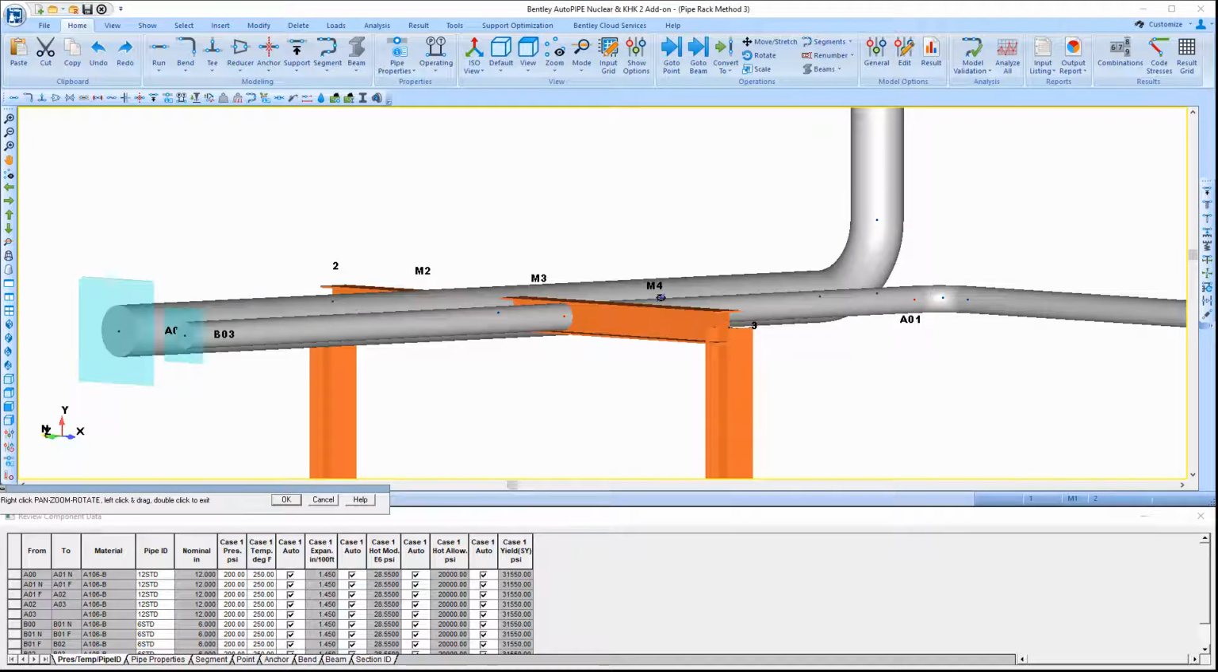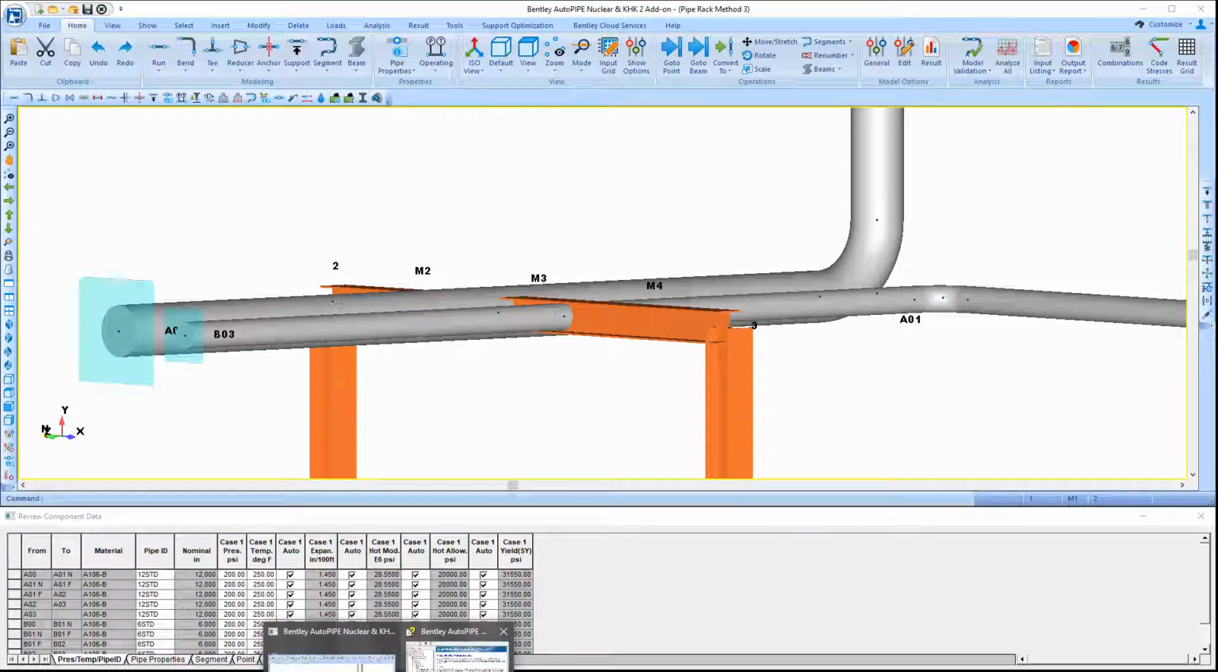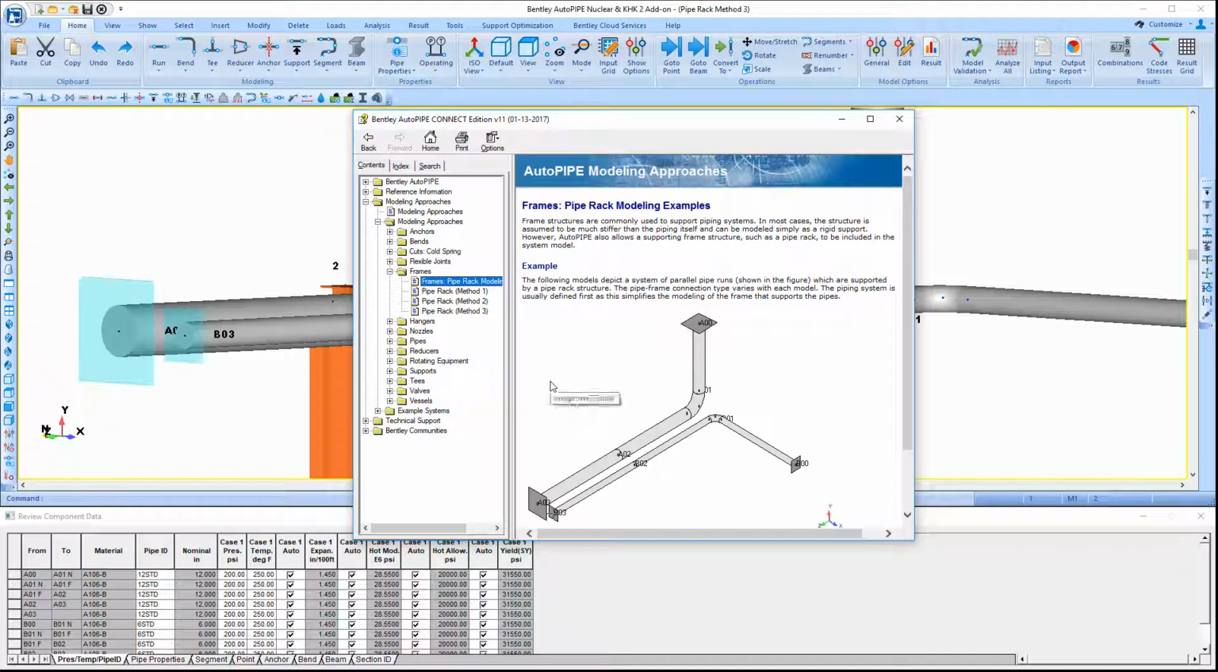And again, you can take a look at these modeling approaches in the help content. And happy hunting and going through your pipe designs.